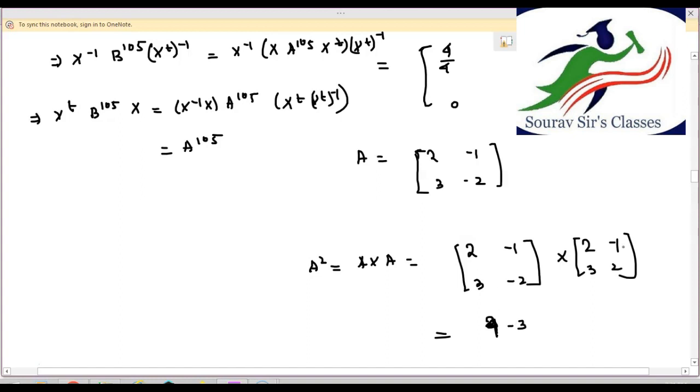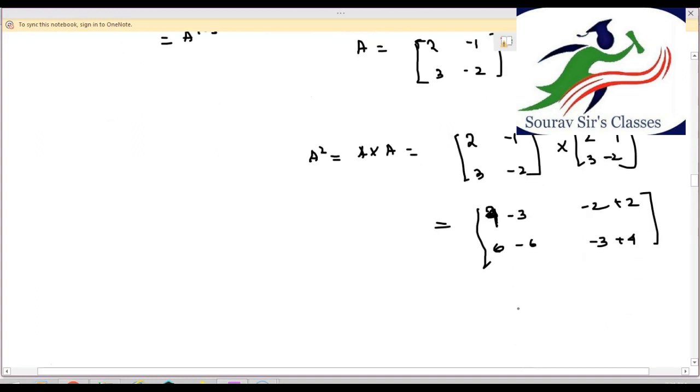If I multiply this row with this column, I will get 2 into minus 1, so minus 2, and minus 1 into minus 2, it will be plus 2. If I multiply this row with this column, I will get 3 into 2, 6, and then minus 2 into 3, it will be minus 6. If I multiply this row with this column, I will get 3 into minus 1, it will be minus 3, and minus 2 into minus 2, it will be 4. So it will become [1, 0; 0, 1].